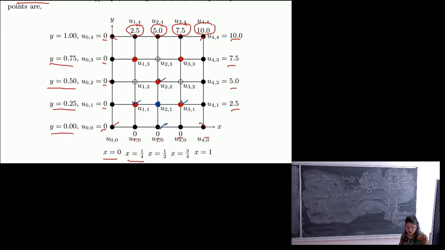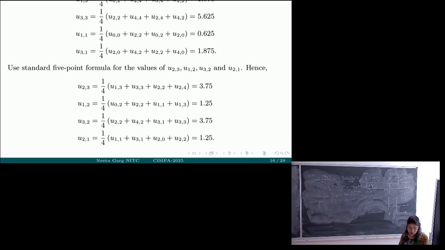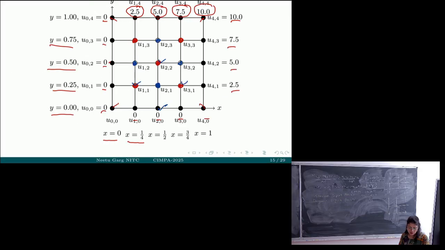So, I will apply here the standard 5-point formula. The same thing I can apply for the other 3 points, which are u12, u32 and u23. So, I will apply that formula and I can get the values of the other points. In total, we have 9 unknown points, and we are using a mixture of the standard 5-point formula or the diagonal 5-point formula to find out the values of these unknowns.